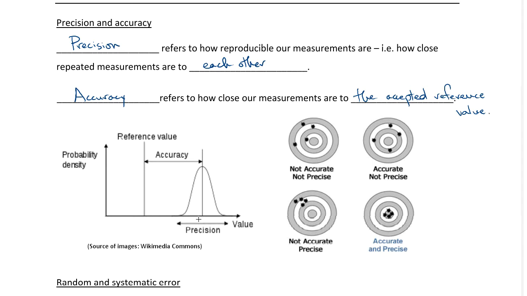Another way of thinking about this is here we see the probability density on the side. That means basically where our shots are landing. If the accepted reference value is right there, then these are a distribution of our measurements. How far the mean of our measurements is, this distance, is a measure of accuracy, and the spread of our measurements is a measure of precision. You can think of this as looking at the targets from the side, so that each time a shot lands at the target, it builds up the height of this curve.